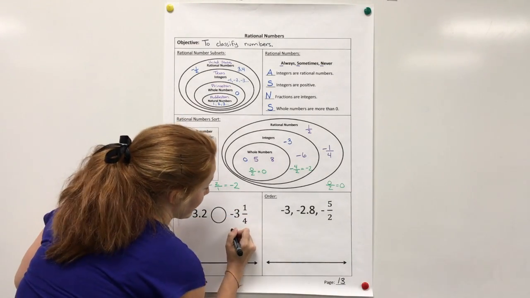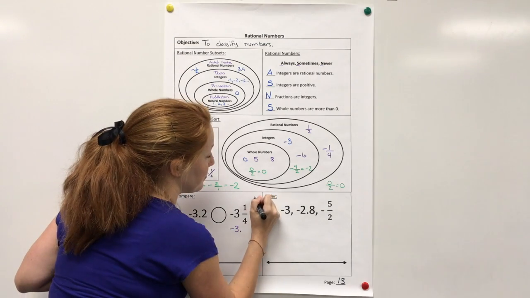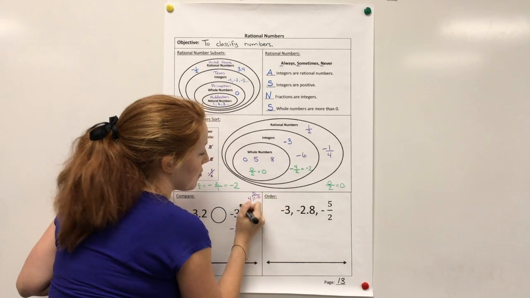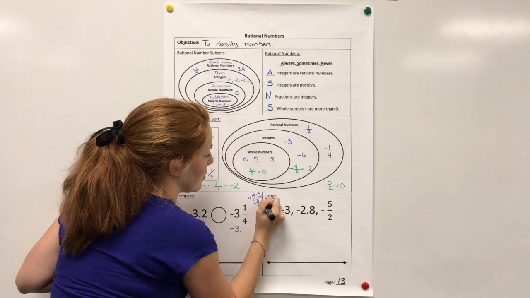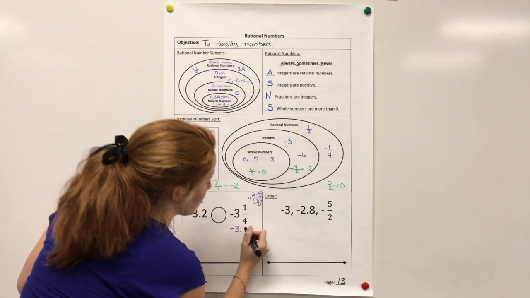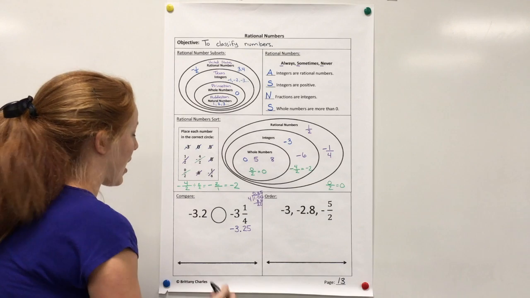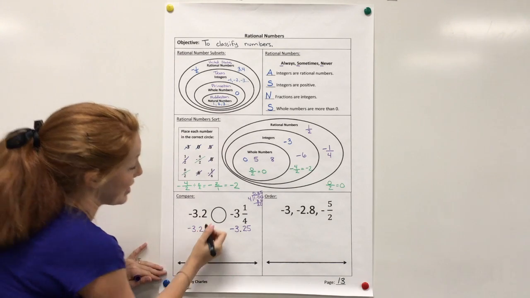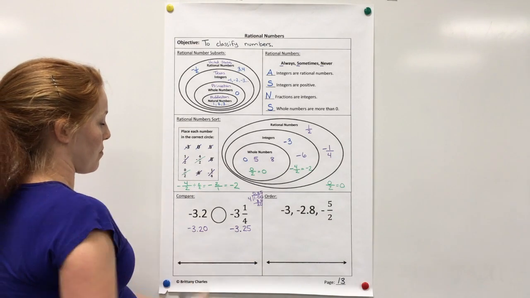So again, the negative 3 I don't have to change. I just need to divide 1/4. 4 goes into 10 twice, which is 8. 4 goes into 20 5 times. So negative 3.25. And this one, negative 3.2, and I'm going to go ahead and add a 0, don't forget that step, so that I can better compare them.